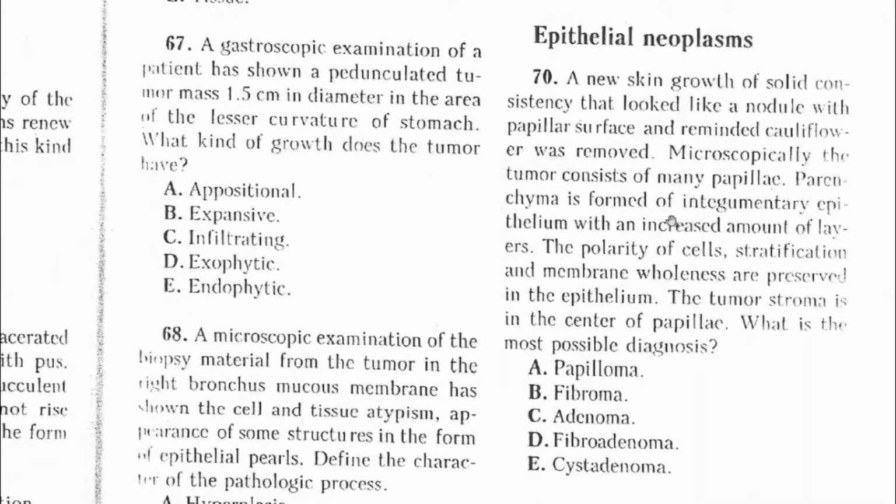70. A new skin growth of solid consistency that looks like a node with a papillary surface. Your clue is what? Papillary surface. It reminded one of a cauliflower and was removed. Microscopically, the tumor consists of many papillae. My brother, don't waste your time. The answer is what? Papilloma. So, A.